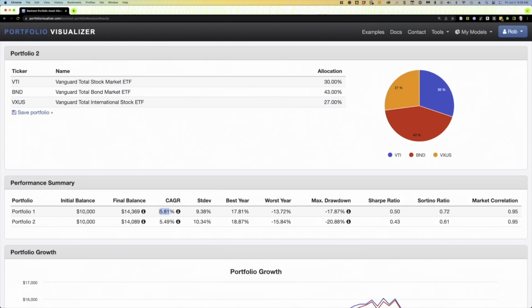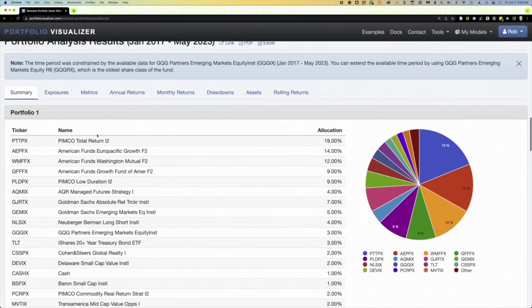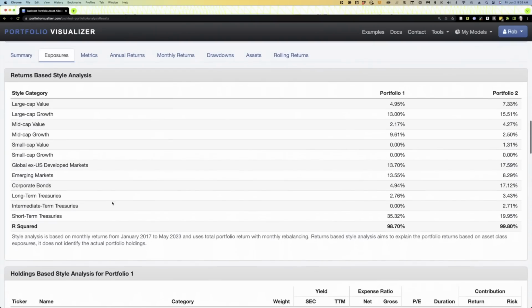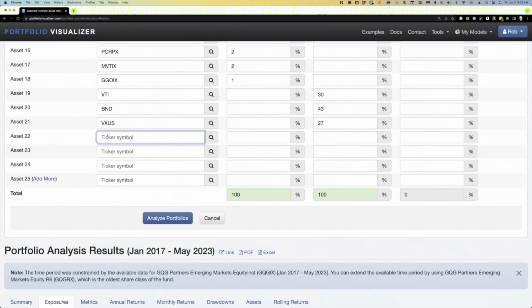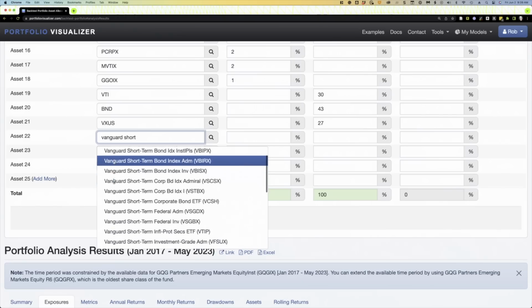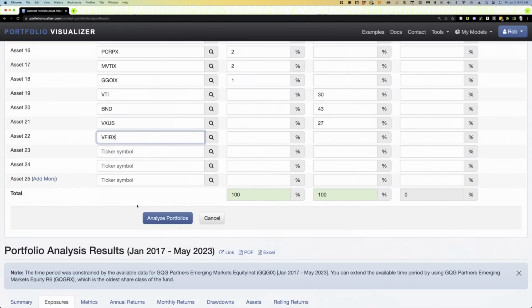Now again, we could refine this even more, by the way, because when we look at exposure, we can see that the advisor fund had 35% in short-term treasuries. And as we know, last year was a really bad year for intermediate and long-term bonds. So we could come in and we could add yet another fund. Let's just do it. So I would put in a Vanguard. Let's search for a short-term treasury. Here we go, Vanguard short-term treasury.